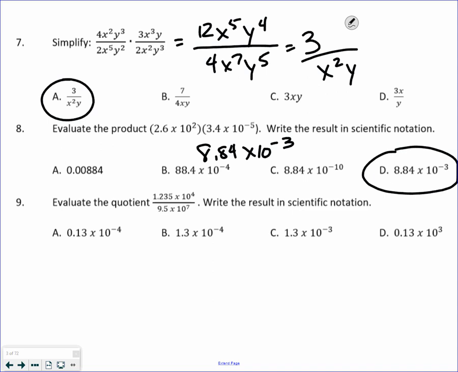Now, it says write the results in scientific notation. This was designed to mess with you. That is the correct answer, not in scientific notation, so please be careful there.